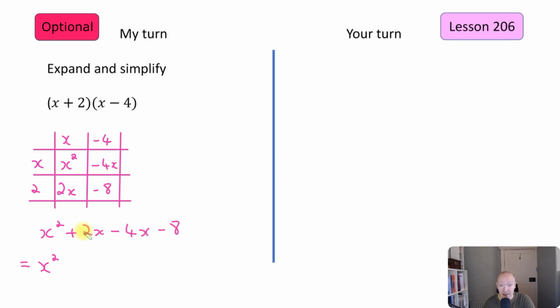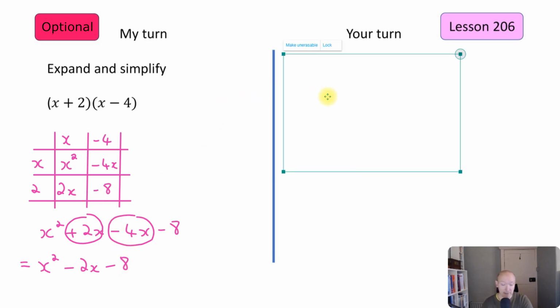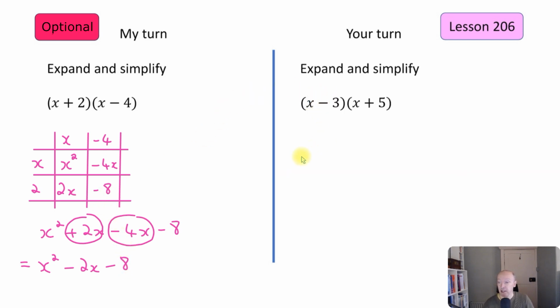2x minus 4x, these are the same kind of thing. In fact, I might just circle these here to show you that. Circle that and circle that. So 2x take 4x is minus 2x. And there's no ordinary numbers, so that'll be minus 8 here like that. Right, so just give this one a go and just see how you get on with it. So I'd like to pause the video and try that now.